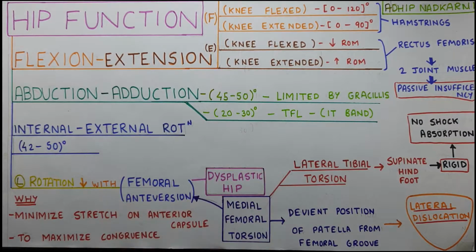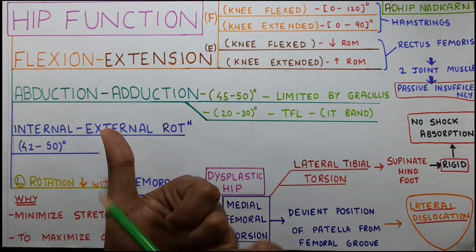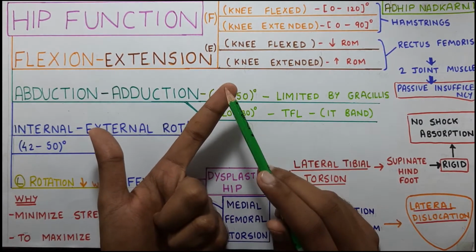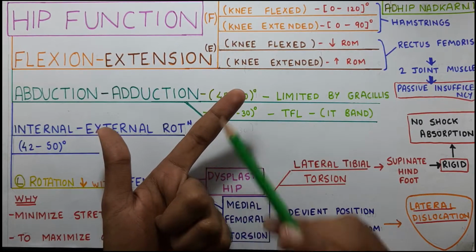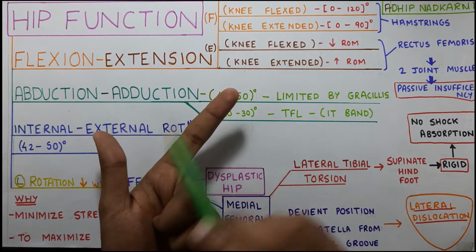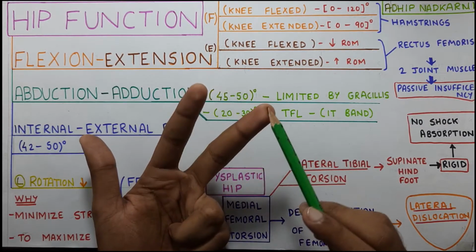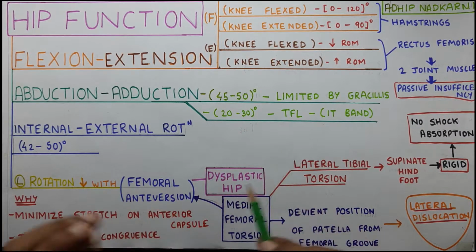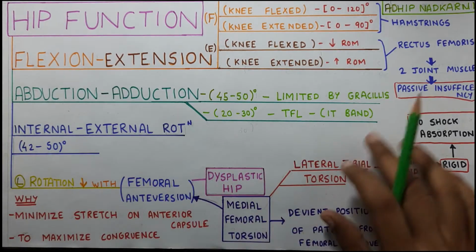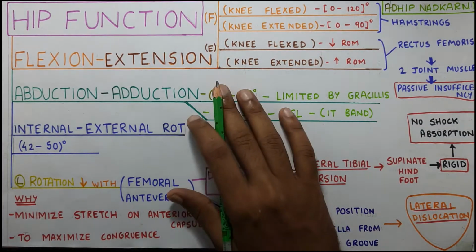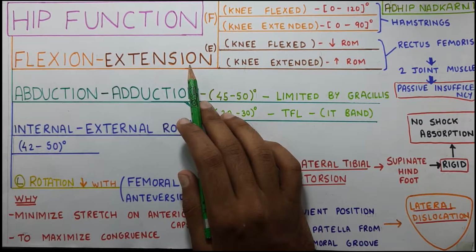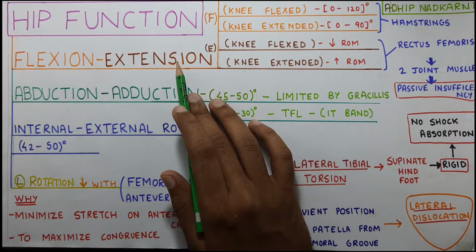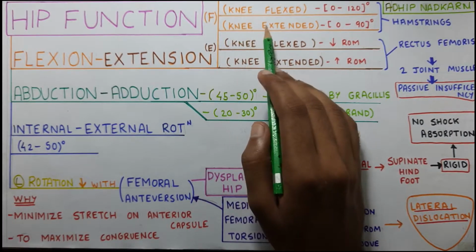Under each of these movements we will look at the range of motion. We will look at the limiting factors. What are the muscles or the structures which limit these ranges? And then we will look at the femoral anteversion and dysplastic hip, how they are connected and can cause problems in your body. So to start with, your flexion and extension movement can be done at your hip joint with your knee flexed or knee extended, right?